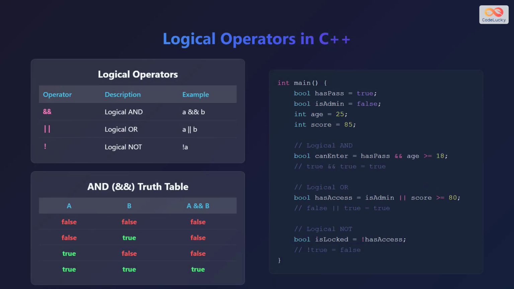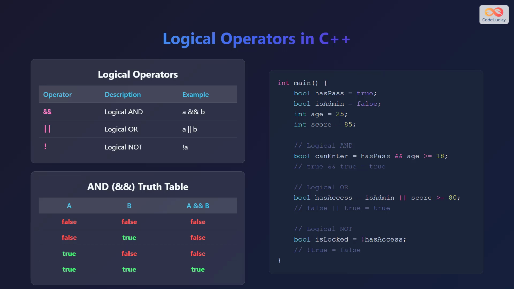Let's explore logical operators in C++. The following table shows the logical operators. The first one is the and operator, represented by two ampersands. For example, a && b. The second one is the or operator, represented by two vertical bars. For example, a || b. The third one is the not operator, represented by the exclamation mark. For example, !a. Let's look at the truth table for the and operator.